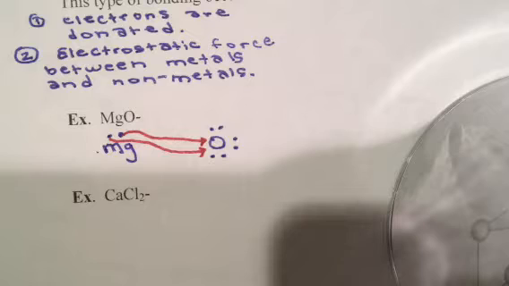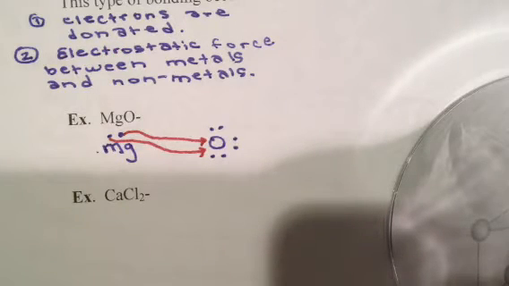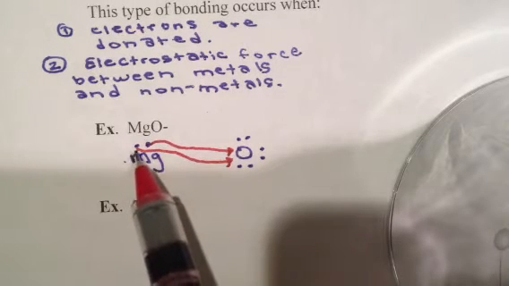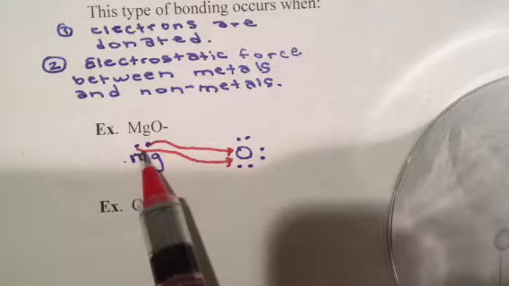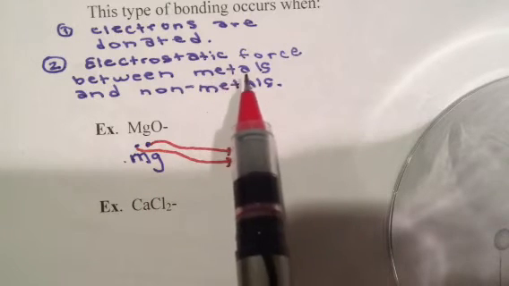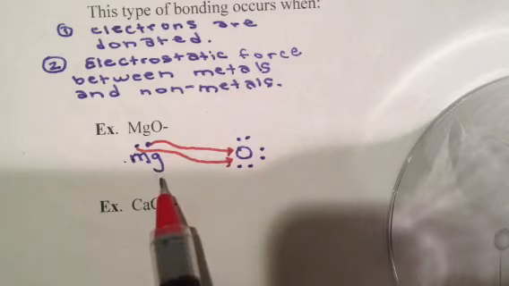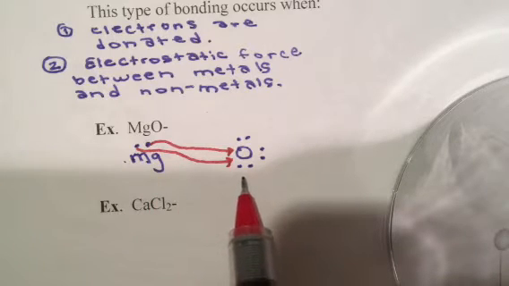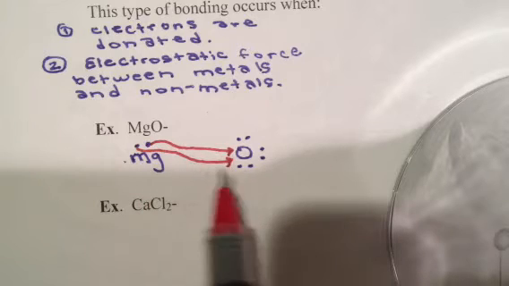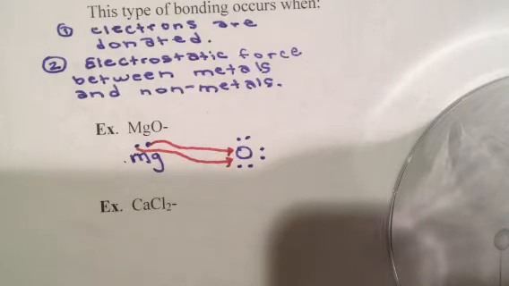So, let's look at this really quickly. Let's make sure our 2 definitions work. Electrons are donated. That's our first definition of ionic bonding. Okay, and yeah, that's true. Magnesium donated its 2 valence electrons to oxygen. Okay, and this occurred between a metal, which is magnesium, and a non-metal, oxygen. If you'll notice, anytime you have ionic bonding, it's always going to occur between a metal and a non-metal. So let's look at another example.